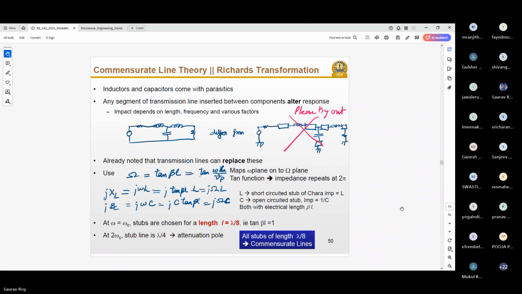Anybody else? Any question? This is very important, and you will need it in all microstrip line implementation. It will act as a filter? No, filters we are coming to later. This is simple: how you can implement an inductor and capacitor using a microstrip line.